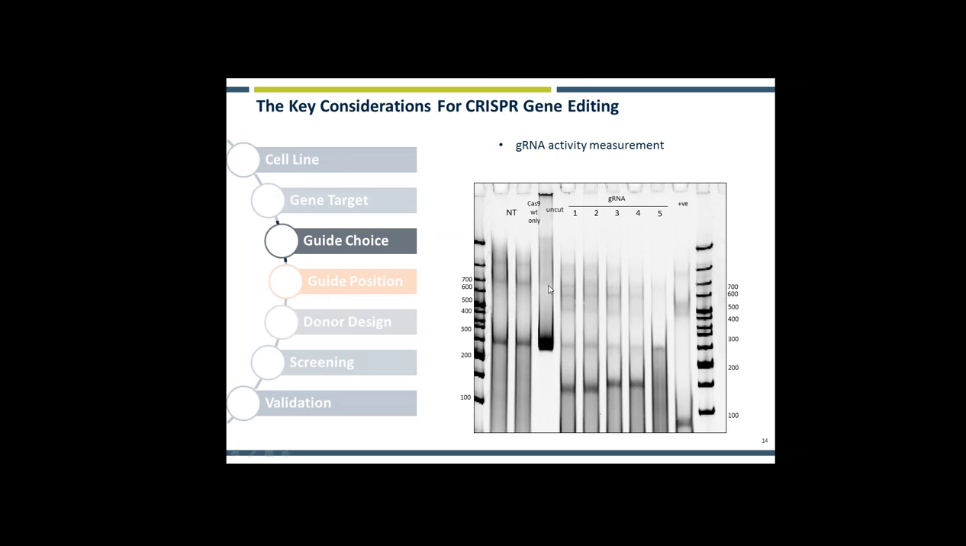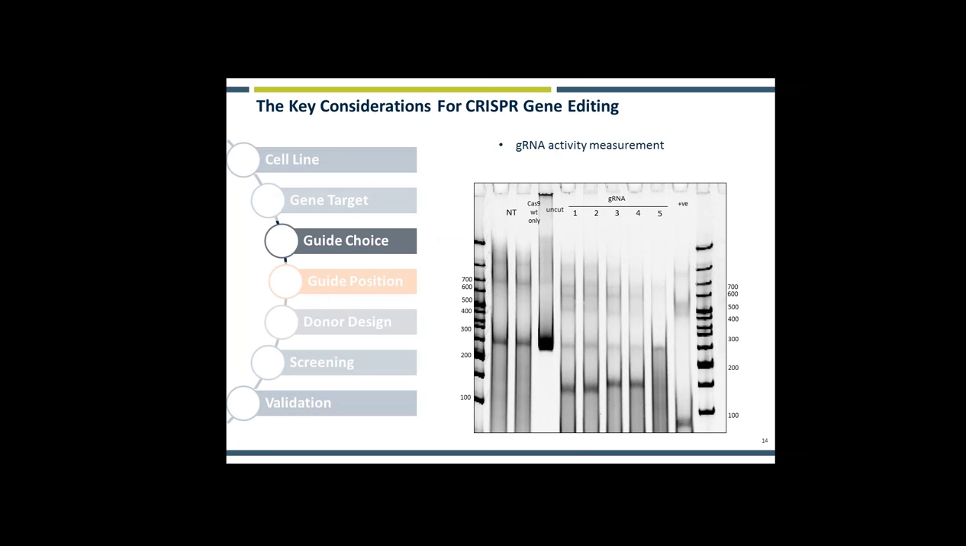And so here you can see a gel in which we're looking at the results of a surveyor assay. In lane 3, we've got the uncut PCR product. And then in lanes 1 to 4, you can see guides which were active in this system. This is indicated by the lower molecular weight bands, which shows cutting by the surveyor. But in lane 5, you can see that the only band that we really see is the higher molecular weight band. And this tells us that this guide, for whatever reason, isn't active.